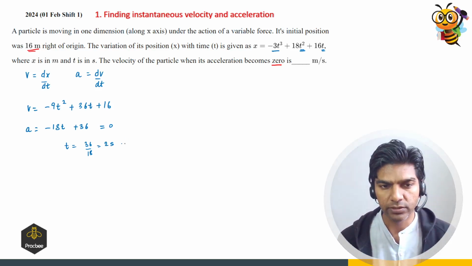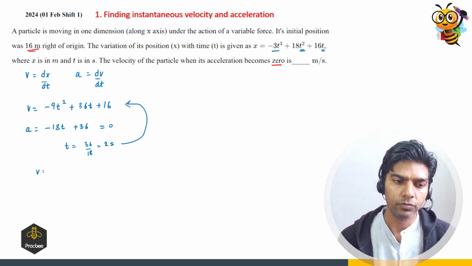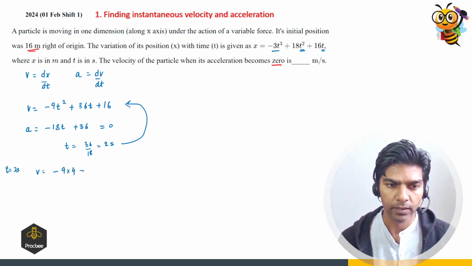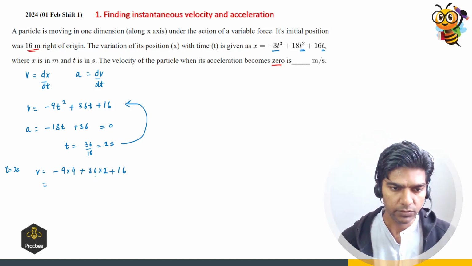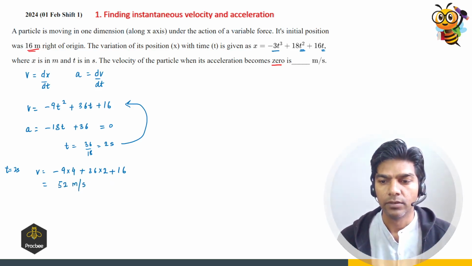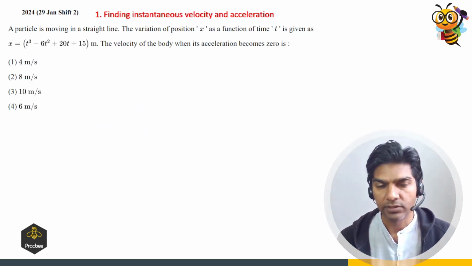Let us substitute this time in the instantaneous velocity formula. So v comes out to be, at t equals 2 seconds, minus 9 times 4 plus 36 times 2 plus 16. So if we simplify this, this will be 36 plus 16, that is nothing but 52 meters per second. So 52 is the answer of this question. Now let us see another question based on the same problem type.